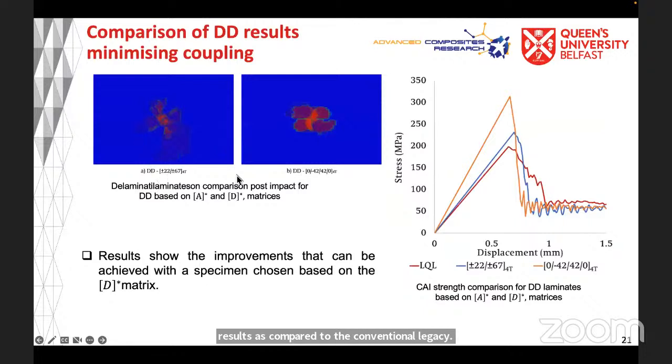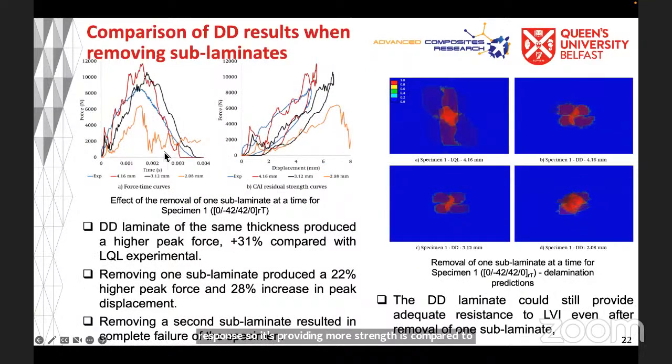Finally, this is again comparing the two types of double-double: the scattered one, and the one with just the two angles. And we can see that this design is providing more strength as compared to this one. And finally, as you can see, in this case we can even remove some layers from the double-double as compared to the legacy quad. Even with a lesser thickness, we can still get a good strength, which is even better than the legacy quad experimental results.